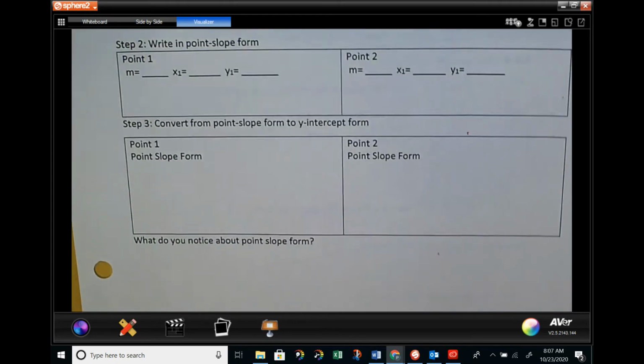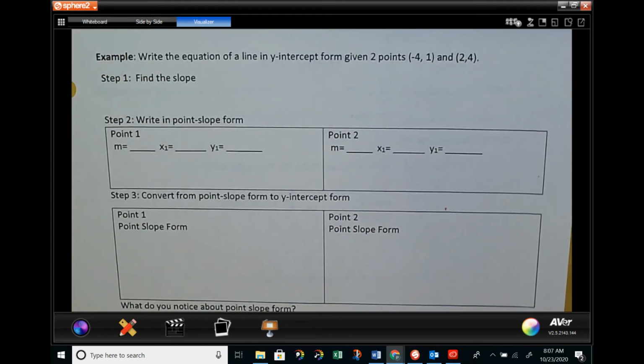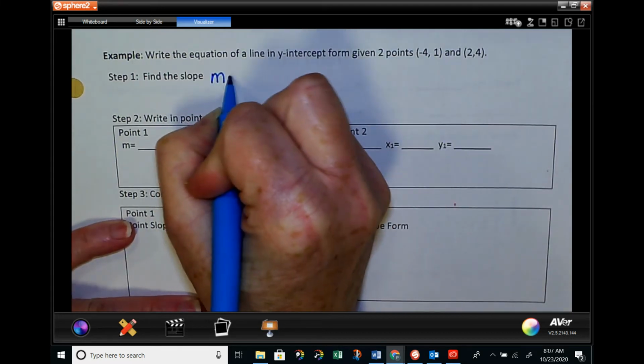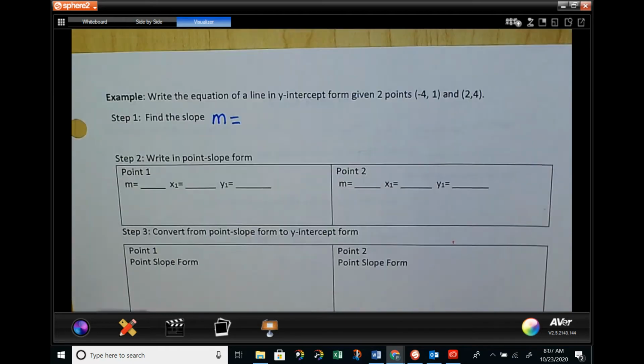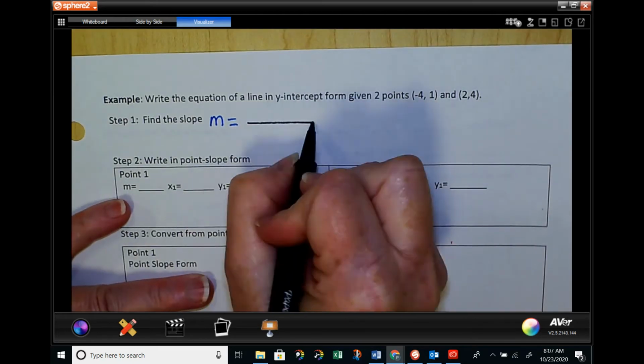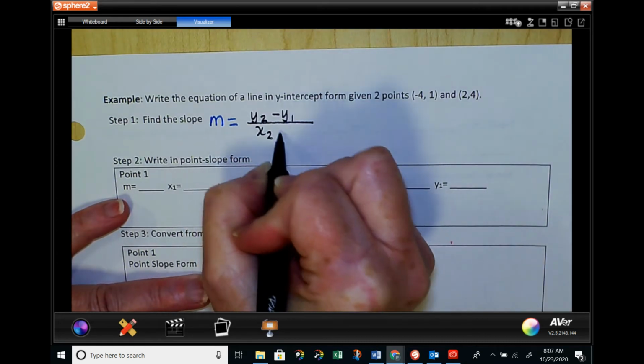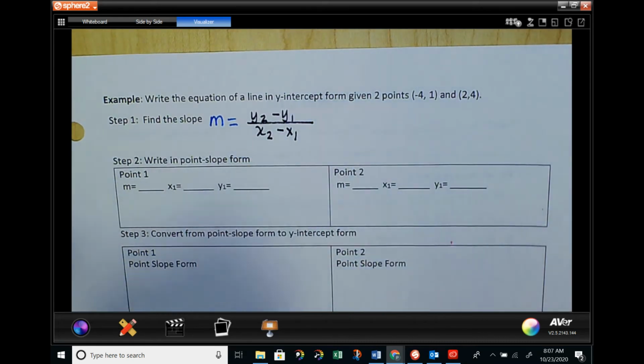And now we're going to do the other one where I give you 2 points. So now you're on your next page and you're going to have where you have 2 points. So this time I'm going to give you this, but you are given 2 points. So that first thing is we still have to go through and we have to find that slope. So we go through, and remember, this is y2 minus y1 over x2 minus x1, and we're going to find that slope.